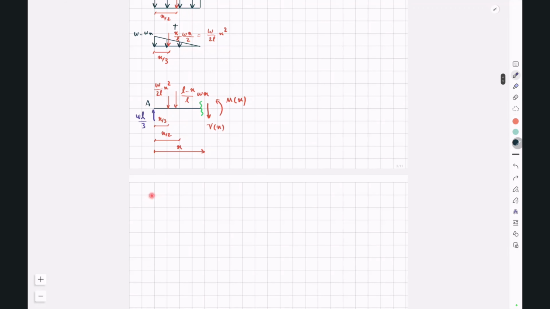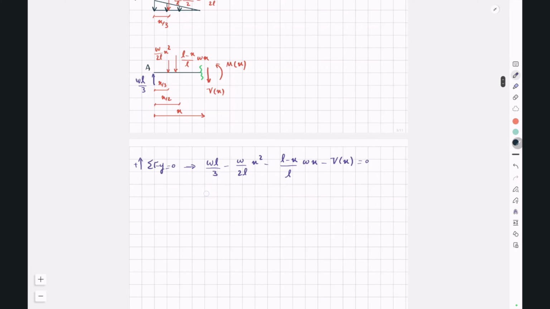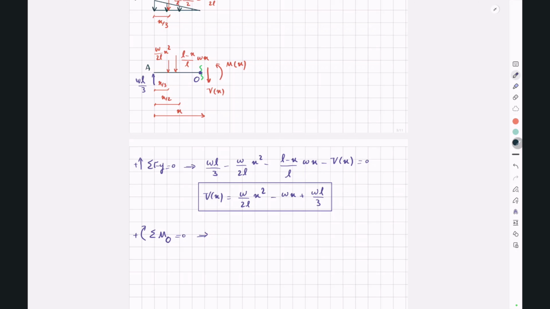Now in the y direction, we have WL over 3 minus W over 2L X to the power of 2 minus this one minus Vx is equal to 0. And this will give us a Vx equal to W over 2L x to the power of 2 minus Wx plus WL over 3.